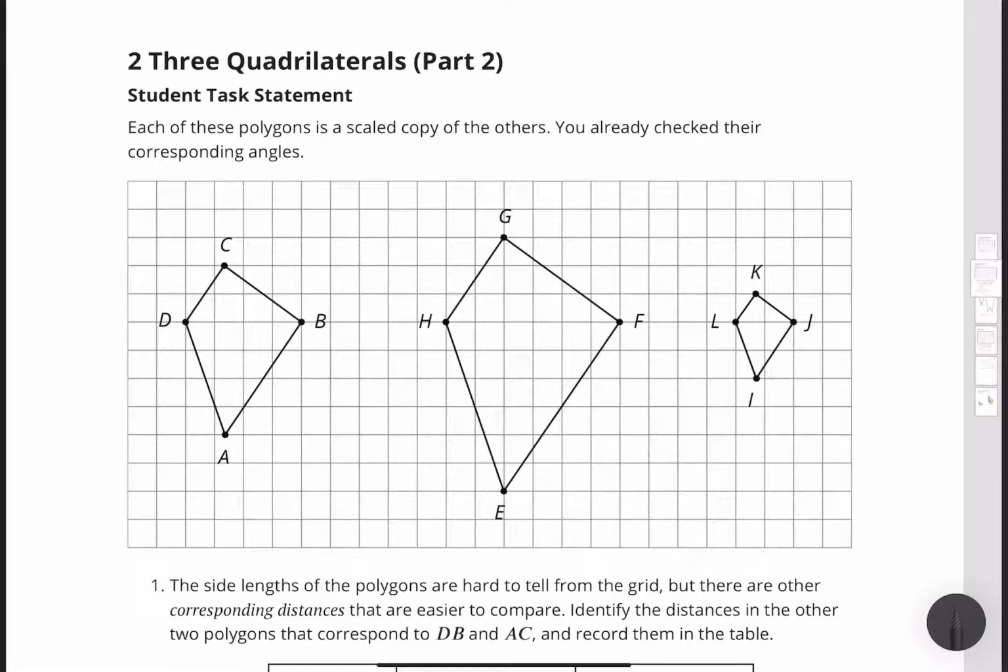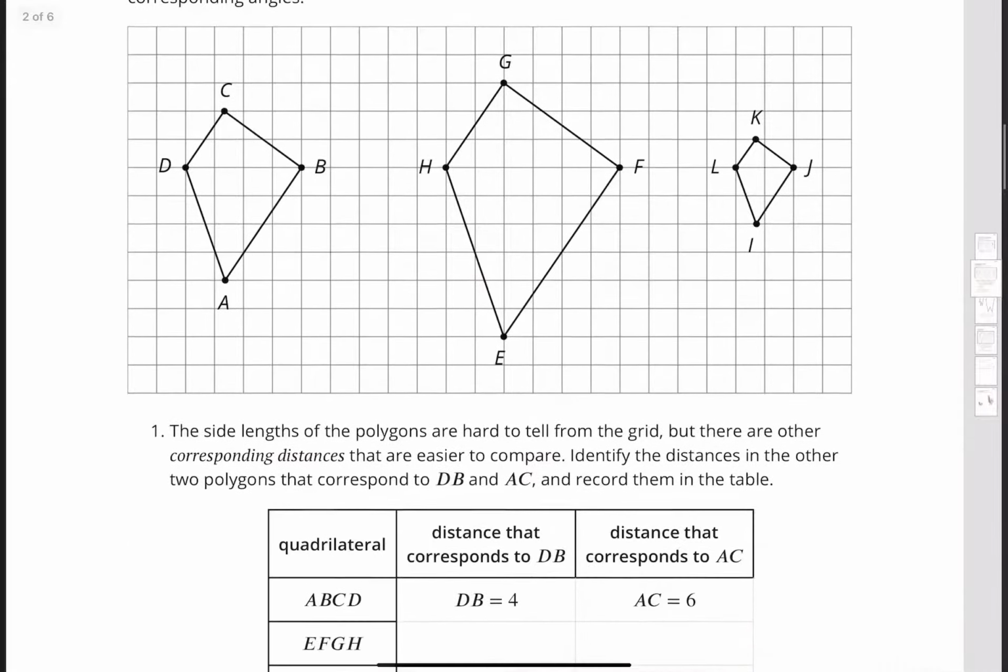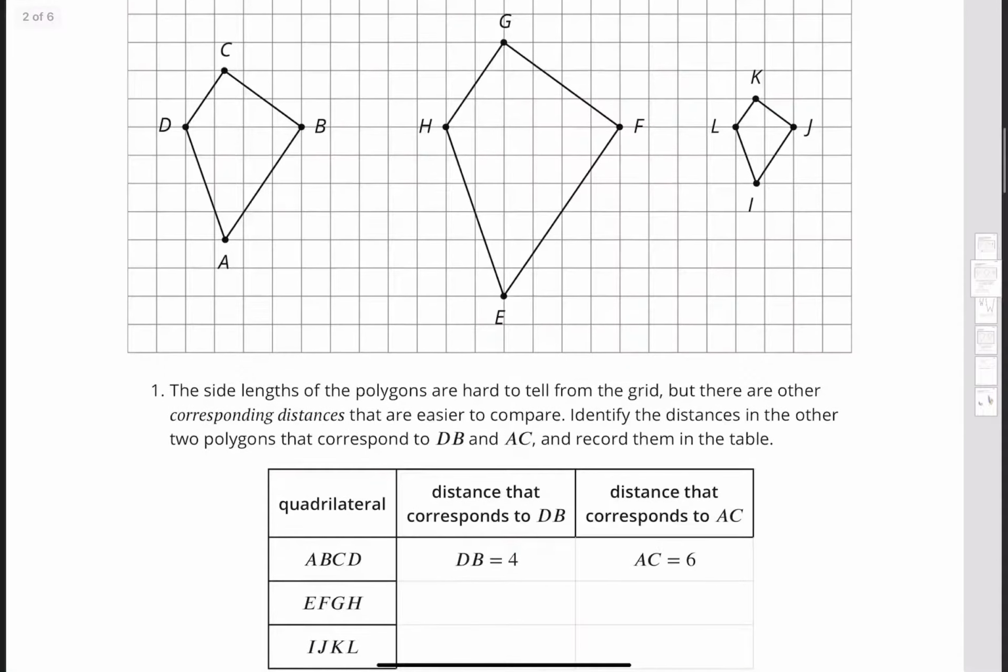Okay, so it says each of these polygons, and we already read that, so let's jump to number 1. So it says the lengths of these polygons are hard to tell from the grid, but there are other corresponding distances that are easier to compare. Identify the distances in the other 2 polygons that correspond to DB and AC and record them in the table.